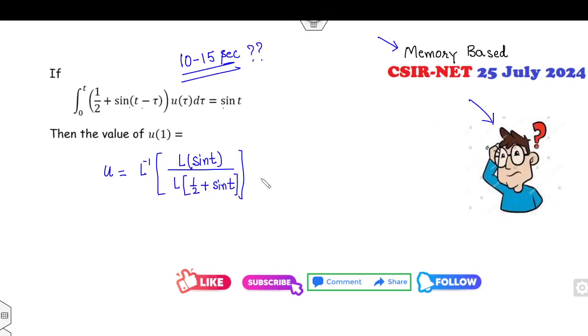For more detail, I must recommend you watch this lecture to understand this shortcut trick. Now, can you solve this quickly? So what is the right answer? Laplace inverse. What is the Laplace of the sine? It's 1 over s square plus 1. Laplace of the half is 1 over 2s. Laplace of the sine is 1 over s square plus 1.